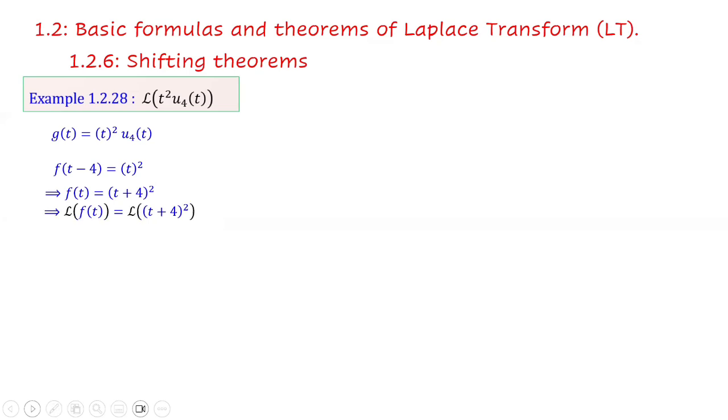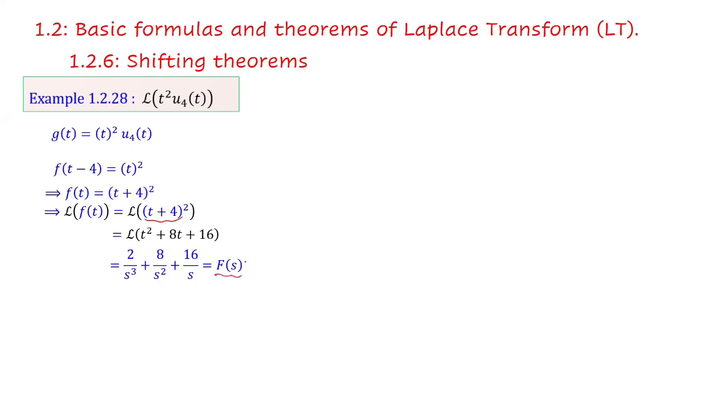So we expand it. For the Laplace transform, Laplace of f(t) will be Laplace of (t plus 4) whole square. So now (t plus 4) whole square can be written as t square plus 8t plus 16. Just expand the power. Then we will take the Laplace transform by linear property. We can separate them, and Laplace of t square equals 2 over s to the power 3. Laplace of t is 1 over s square and multiply by 8, and Laplace of constant 1 is 1 over s, so 16 over s, and that is our F(s).